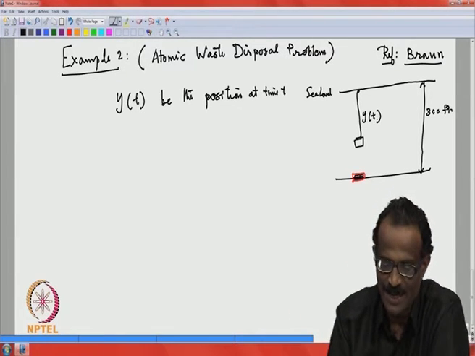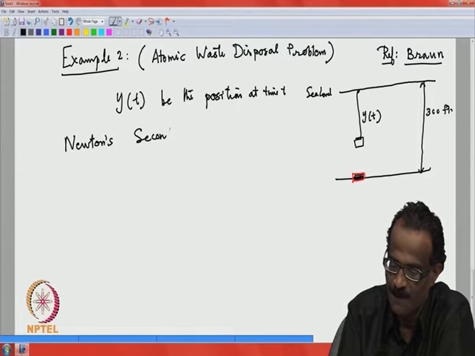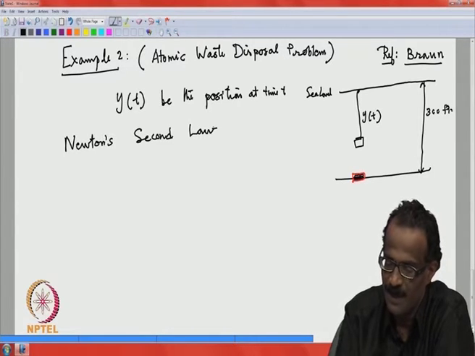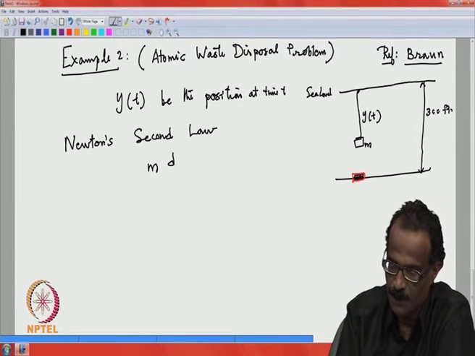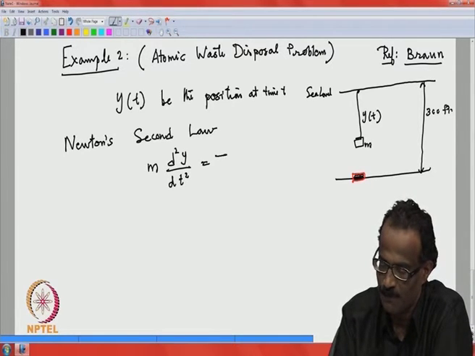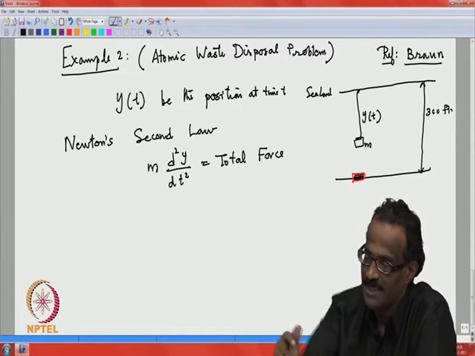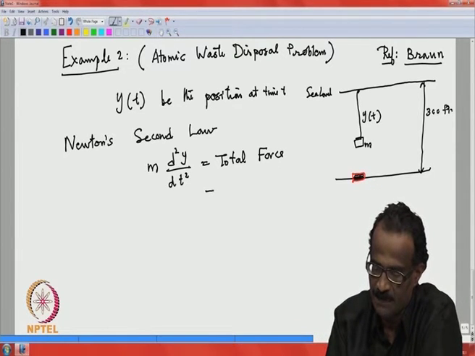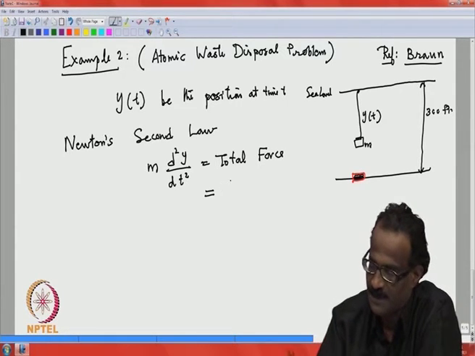So, it is all Newton's second law. You will apply Newton's second law. How do you apply it? You have the mass m, and then the acceleration d square y by dt square is equal to the total force. So, it is a question of first computing the total force. How do you compute the total force? What are the forces acting here, which you can immediately write from any simple physics you have studied?